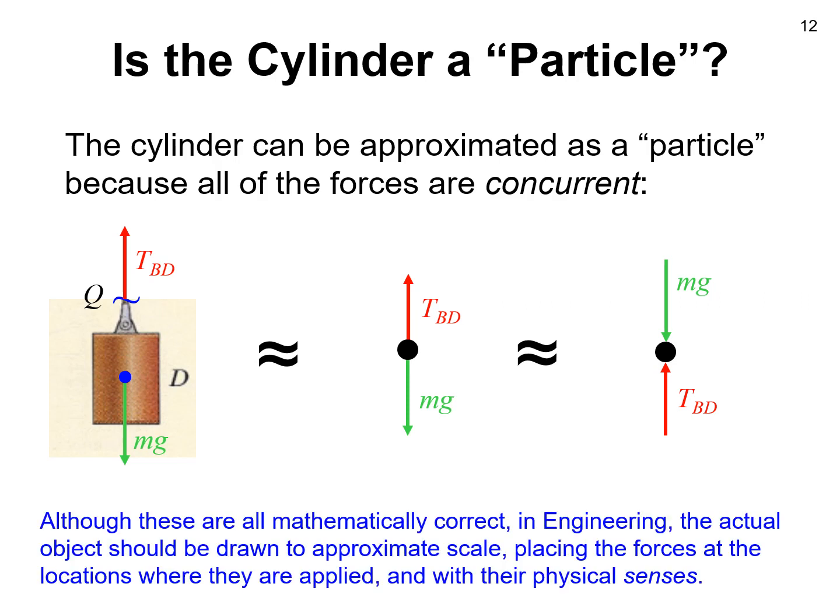However, in engineering, the actual object should be drawn to approximate scale, placing the forces at the locations where they are applied and where their physical sense is, which means not only their direction, but what are they doing? Are they pushing or pulling? So for example, in the last diagram, I would interpret that as since the T is on the bottom, it looks like the T is pushing up from the bottom. And it doesn't really make sense because the T, being a force of a cable, would not push on something, it would pull on something. So I think that the idea of representing the cable force as pulling would be an important thing.